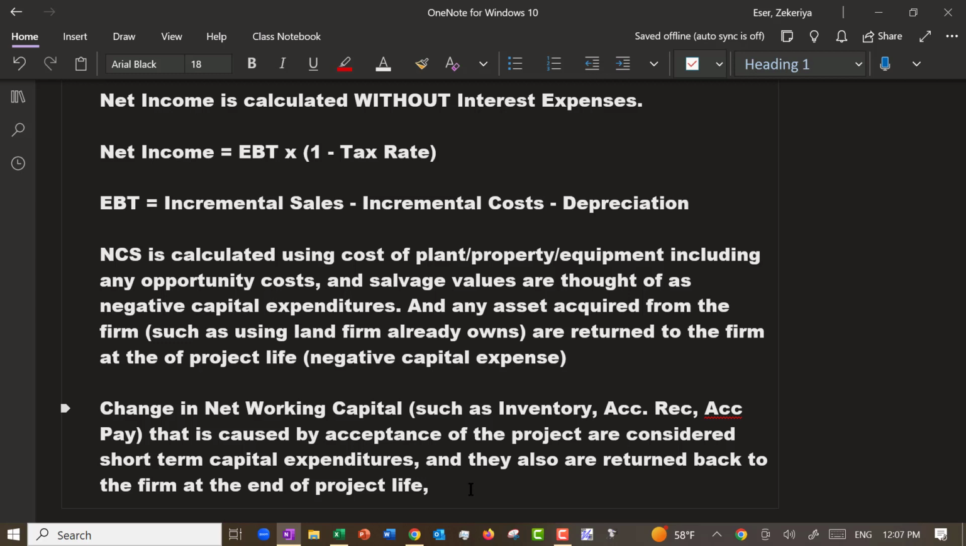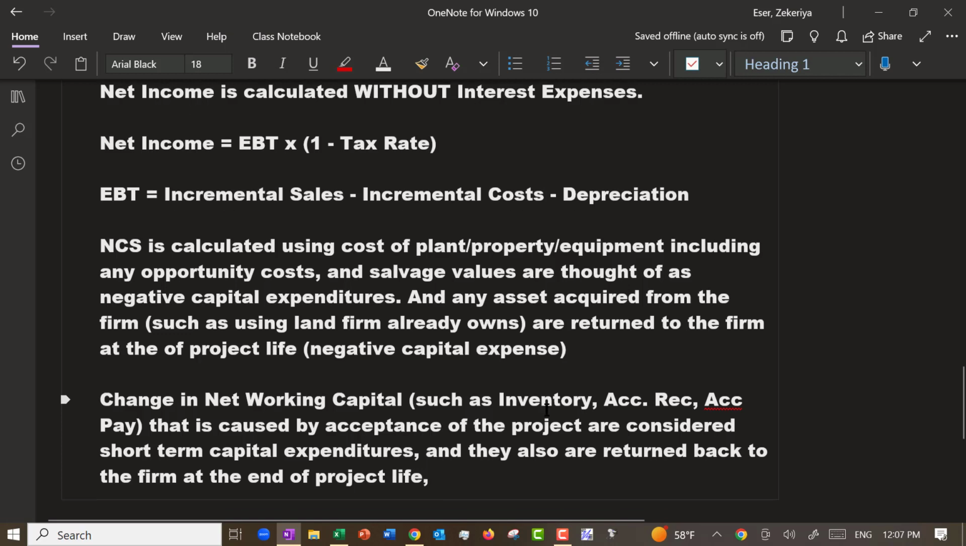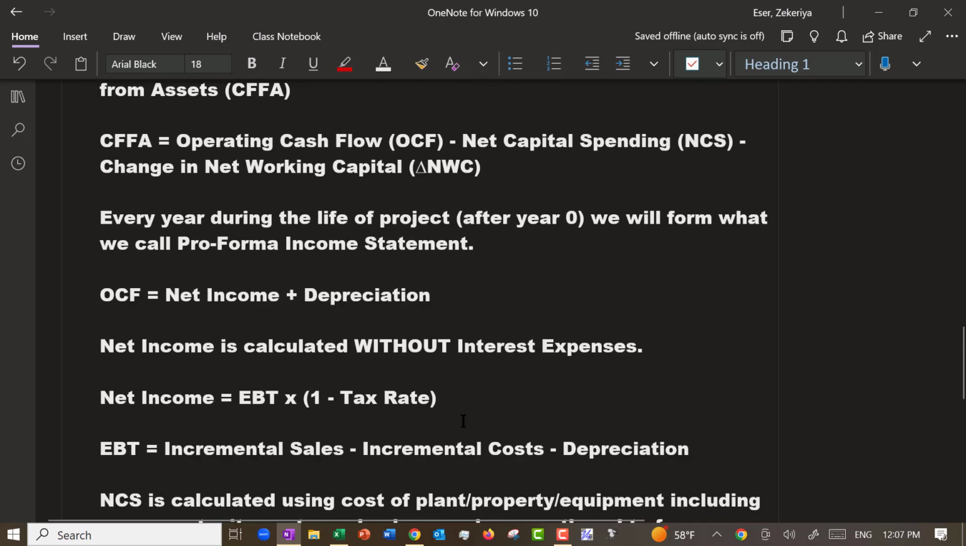Technically speaking, net capital spending and change in net working capital are similar in nature, but net capital spending is on fixed assets and change in net working capital is on current assets, if you think about it.